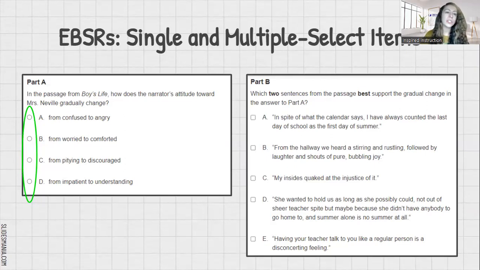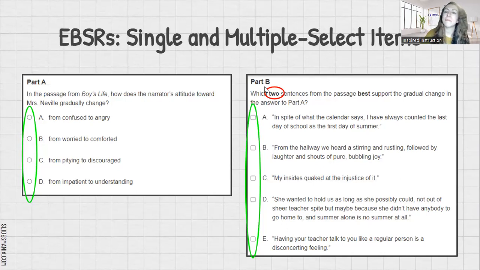So those circles are showing you that you select one choice and that's it. If you see a circle there, all they're looking for is one response. However, if you look at this part B, the question asks for two sentences. And then I look down and I see squares next to each of these letters. So when students see squares next to the letters, that's a signal that they need to click more than one.